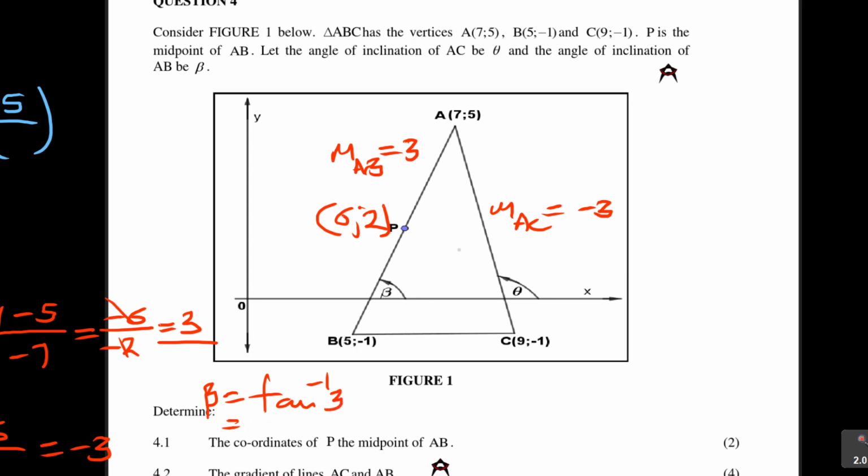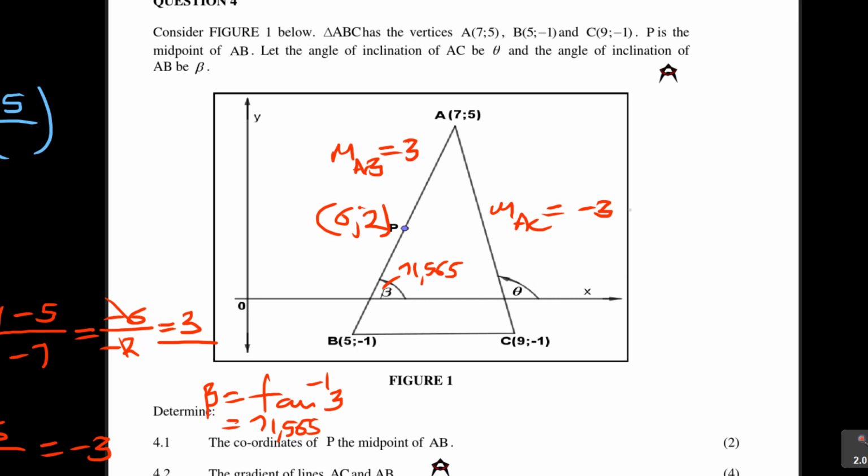So which one are we starting with? We're starting with the positive, the 3. So that's beta. Actually, I haven't put angles on the shape, but it's fine. So shift tan 3, that will give me 71.565. So that's what I'm going to write here. Find me now theta, which is now negative 3.